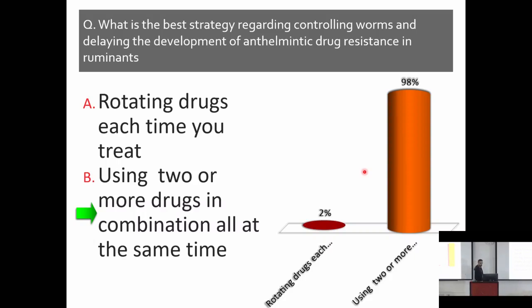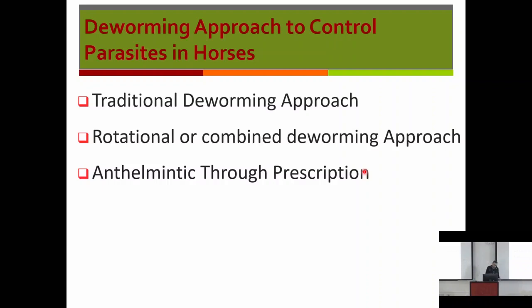Okay, so let's discuss the deworming approach in the case of horses. Again, the traditional deworming approach, rotation or combination of the drugs, dewormers, and anthelmintics through prescription. So these are the three approaches that have been used in the control of these horse parasites. Let's see which approach you think is the best approach.